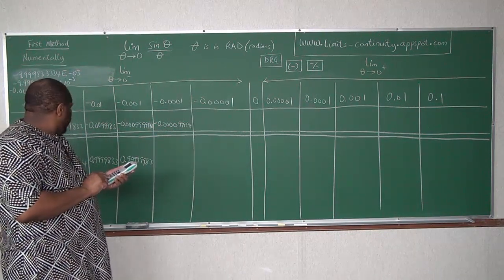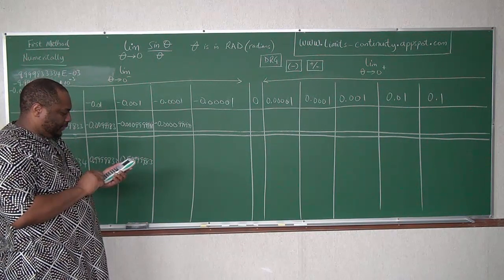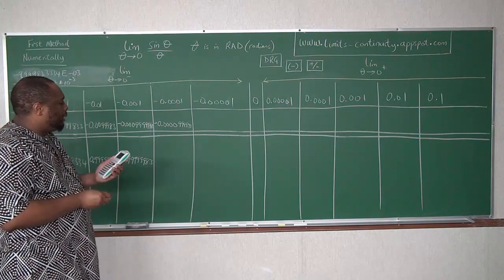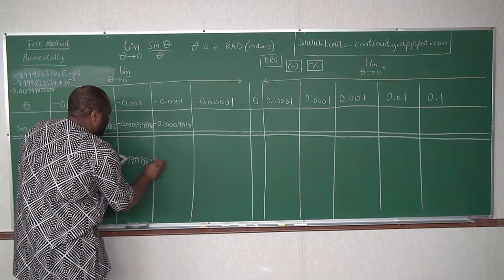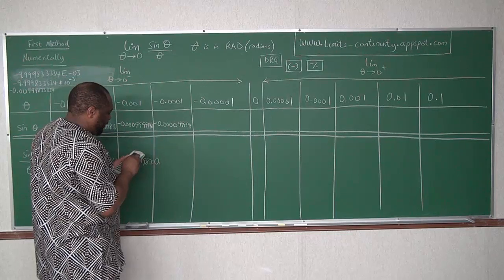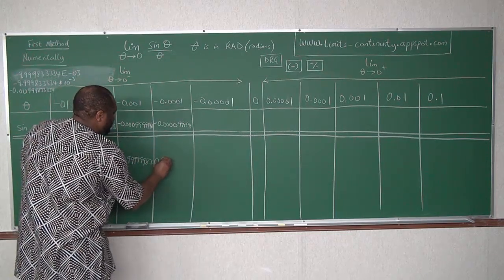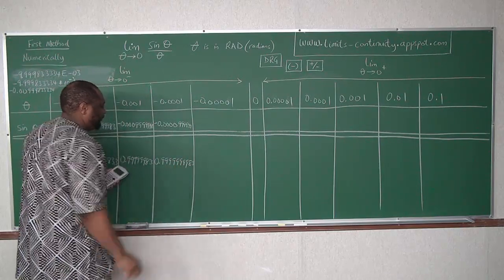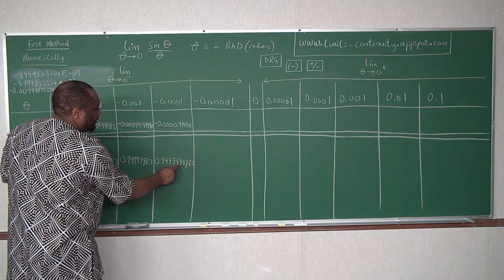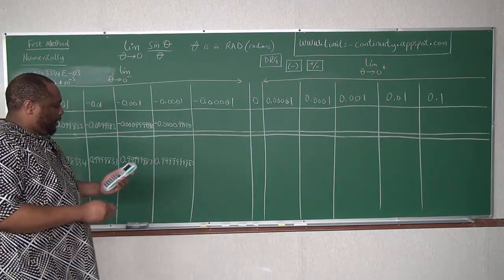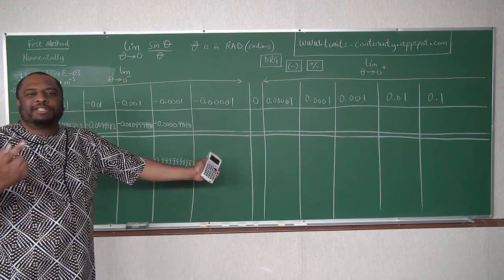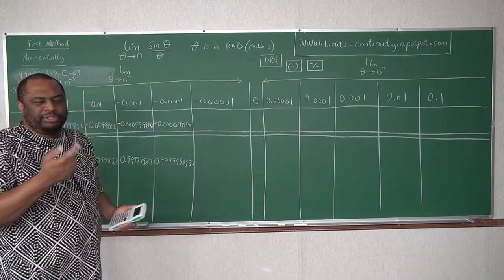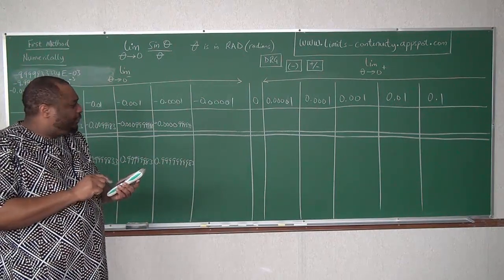Then divided by negative 0.0001. So this gives us 0.99999983, 8 nines and 83. So it's giving us, you know what it will give. It approaches 1. We do the last one.